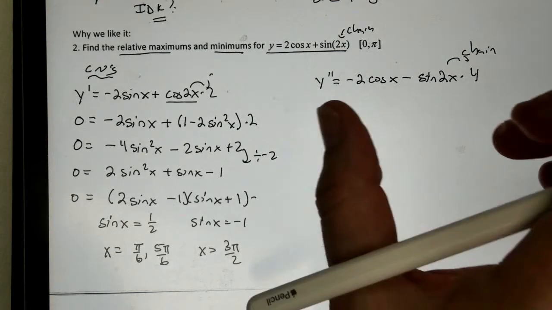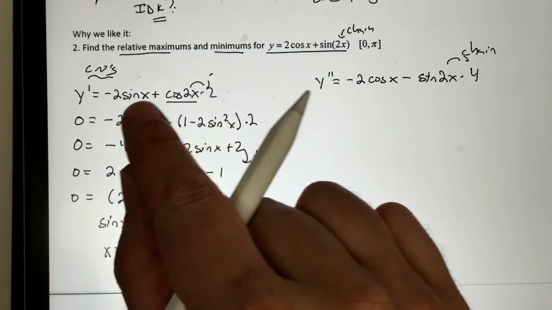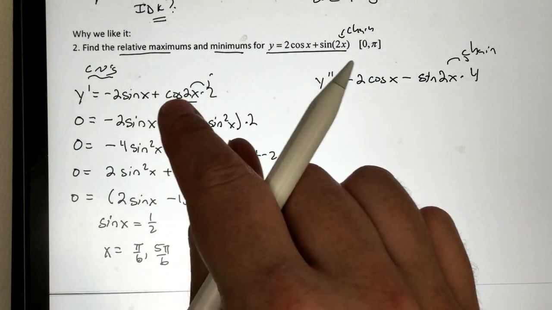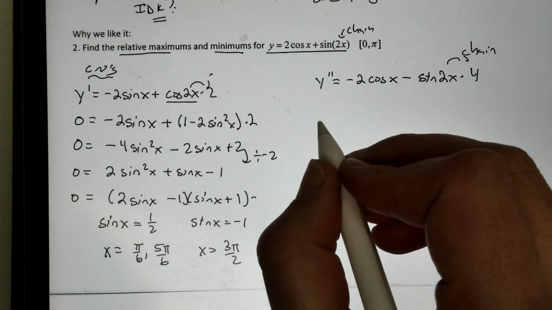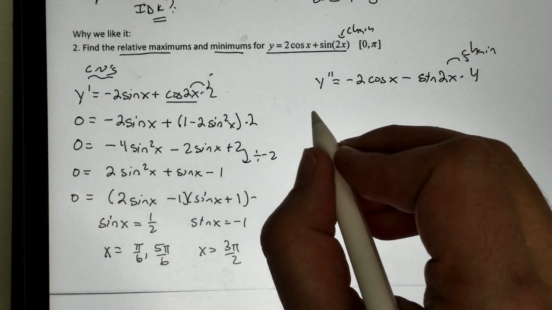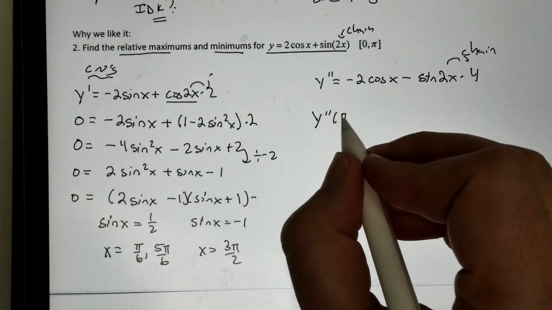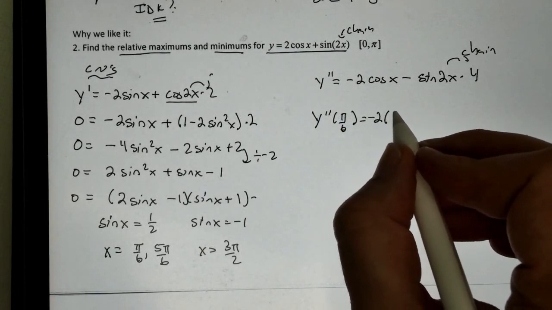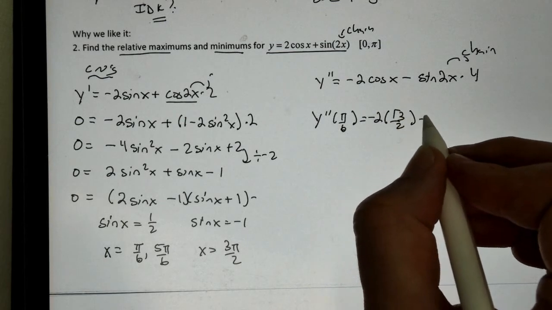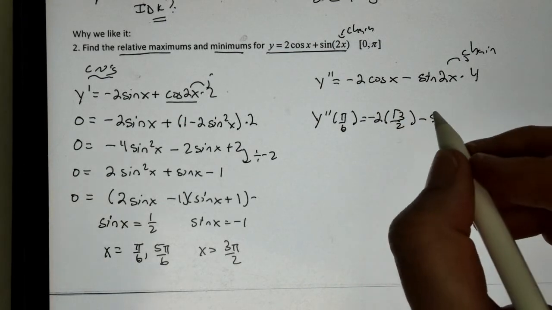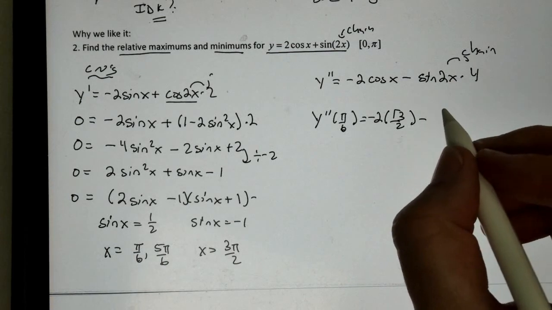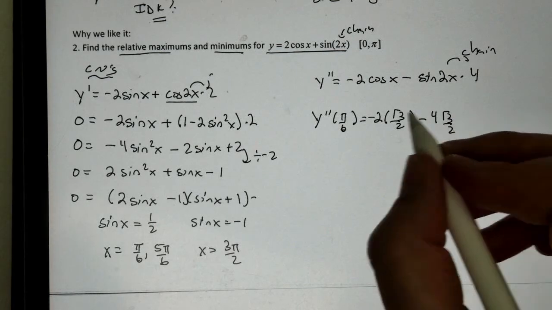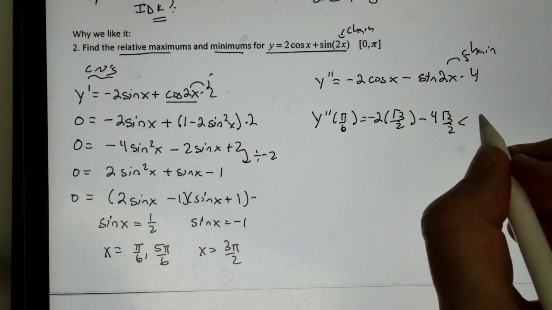Now, the reason why I would prefer to do this is that the first derivative test is not so much fun to work with in terms of my sign charts. So now all I got to do is test out my points. Ready? If I were to plug in pi over 6, negative 2 times the cosine of pi over 6, which is root 3 over 2, minus 4 times the sine of pi over 3, which is root 3 over 2. I don't know what the answer is, but I do know that this is negative.